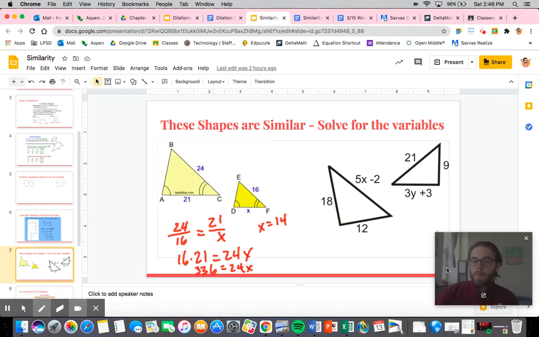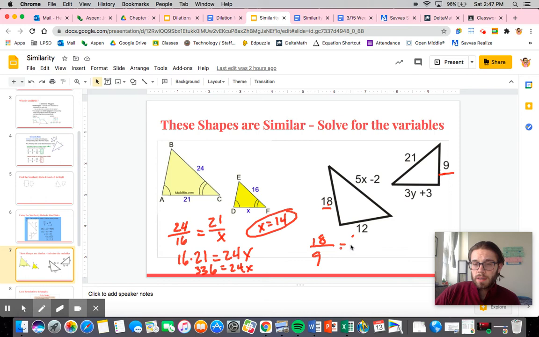Okay. Now, on this one over here, we need to be a little bit more careful. And the reason we have to be a little bit more careful is they're not necessarily in the same orientation, right? So this 18 is corresponding to this 9. This 12 is corresponding to this 3y plus 3. And the 5x minus 2 is corresponding to the 21. So it doesn't do me any good to do both the x and the y at the same time. So I'll have to do them in separate goes. So I know that 18 is to 9, right? 18 is to 9, as 12 is to 3y plus 3.